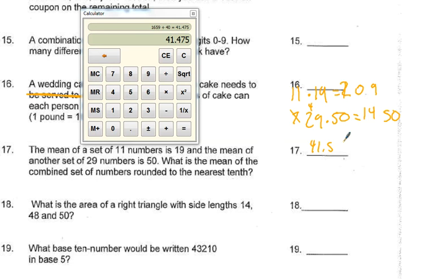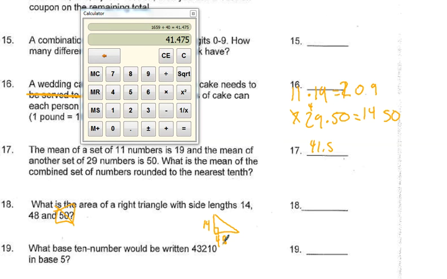All right, number 18. What is the area of a right triangle with side lengths 14, 48, and 50? Well, it's a right triangle, right? And I know the hypotenuse is the longest side. And so that means 14 and 48 are my side lengths.